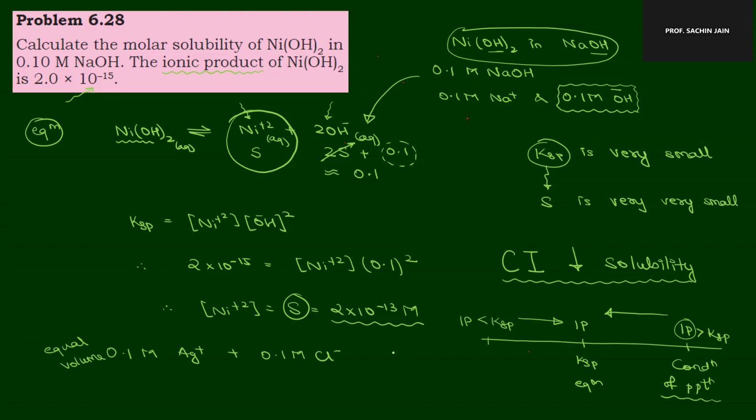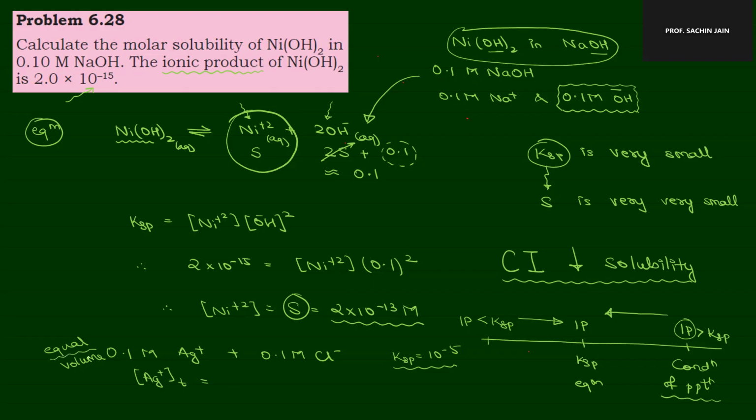Now, KSP of AgCl, suppose it is 10 power minus 5. I'm just taking a hypothetical value. Now what will you do? When equal volumes of Ag plus and Cl minus are mixed, they will form AgCl, which is a sparingly soluble salt. What you will do is Ag plus at any time t will be calculated as follows.